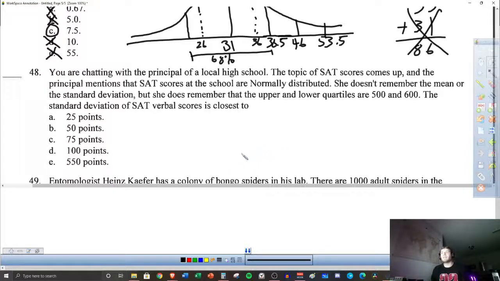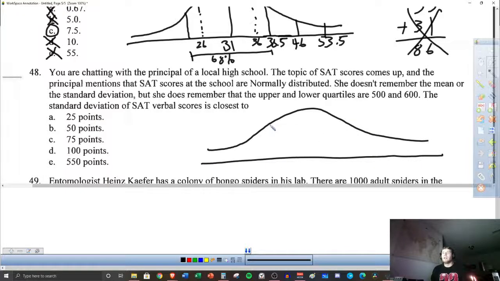The standard deviation of the SAT verbal scores is closest to... So we're going to draw our normal distribution again. This idea of symmetry is very helpful. I'm going to just do one deviation. We know that Q1 and Q3 need to be in the middle 50%. So this is 500, this is 600. Since this is symmetric, we know the middle has to be 550. Now this automatically rules out two options, A and B, because 25 is too small to even get to the quartiles, and 50 gets us to the quartiles, so it can't be those.